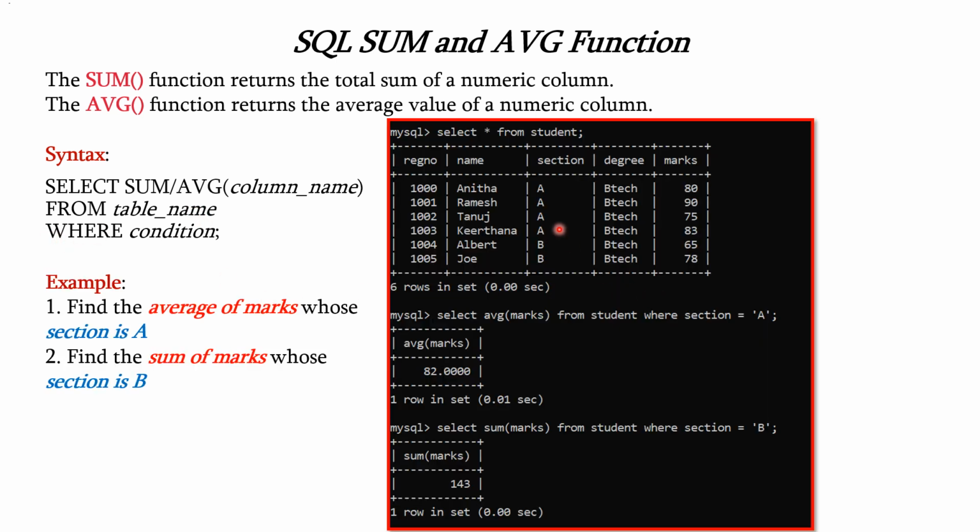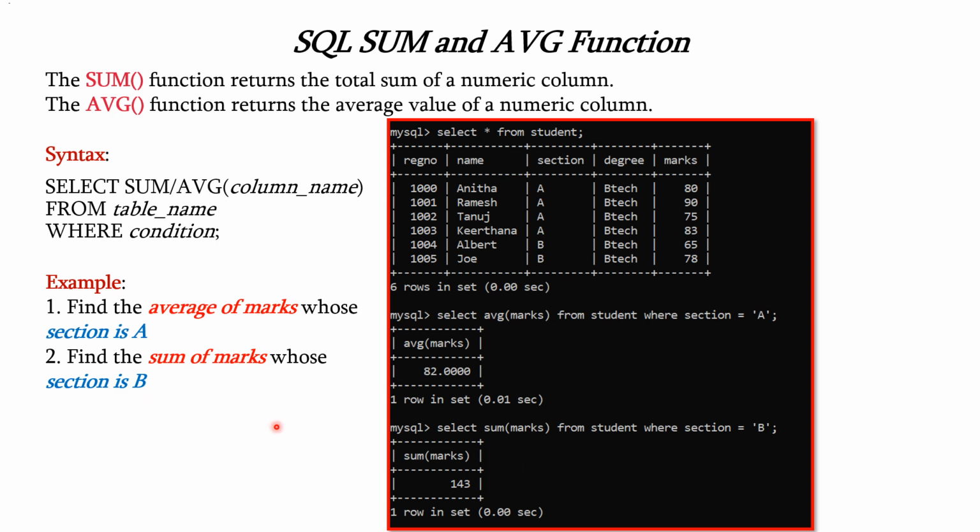So let us consider the student table. If we give SELECT * FROM student, it displays all the rows of the student table. So we have 1000 to 1005, and if you want to find the average of marks whose section is A, we can write the query like this. SELECT AVG of the marks column FROM the table student, WHERE the condition is section = 'A'. In section A, 3 members are studying, that is register numbers 1000, 1001 and 1002. If we find the average of these 3 marks, we will have the average as 82.